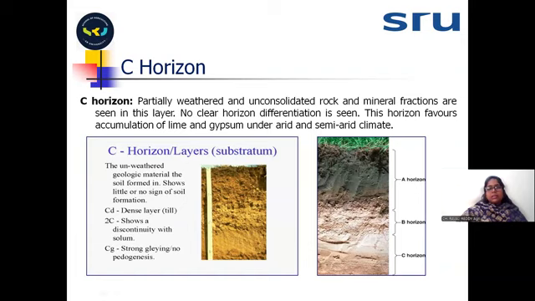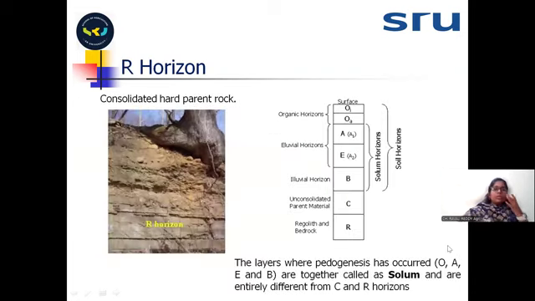You can see here, especially under arid and semi-arid region, the C horizon will appear light in color due to the presence of lime and gypsum. So here you can see how the C horizon is in normal soils and how it is in arid and semi-arid regions. Then coming to the R horizon. R horizon is nothing but bedrock. It is the bottommost layer of the soil profile. This R horizon is characterized by consolidated hard parent material.